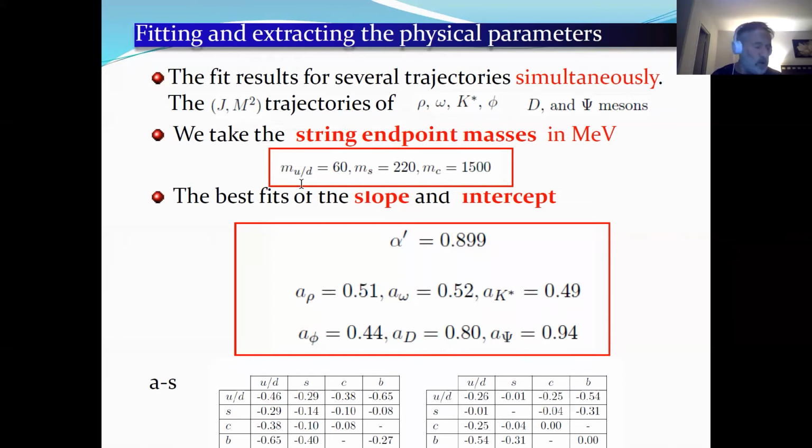So for the light quark, we get that it's roughly 60 MeV. For the strange, it's of the order of 200 MeV, and for the charm, it's 1500 MeV and then 5 GeV for the B. So these are the values that fit. You will see in a second the trajectories, and also the best fit value of alpha prime is 0.9, and these are the values of the intercept for various trajectories. And I mention here also a quantity which is this intercept minus the spin of the particular ground state meson.